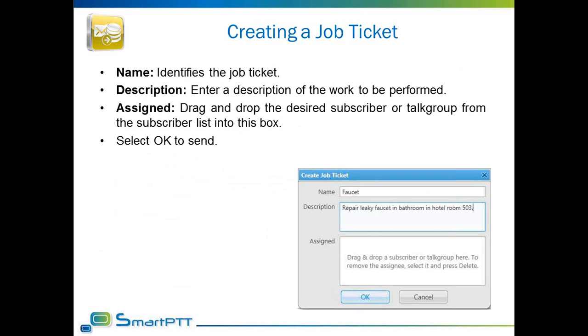And to create a job ticket, that's when you click on the Add icon in the middle of the screen. The name identifies the job ticket. In this example, I have it as the faucet. Description, repair leaky faucet in bathroom and hotel room 503. And on the left-hand side of the SmartPTT screen, there is a subscriber list, and you can click and drag a subscriber or a talk group from the subscriber list into the assigned area, and then click OK to send the job ticket.